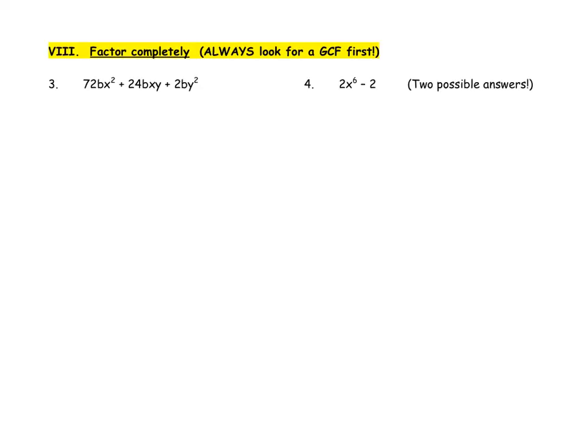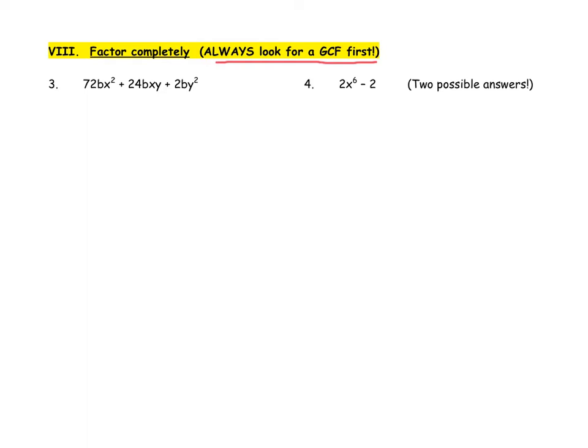Now we're on to the last part, which we've kind of talked about already. It talks about factoring completely, so that means you have to look for multiple ways to make sure the polynomial has no more factoring left in it that you can do. And the key here, as we're indicating with the hint, is always look for a GCF first. So our third example has a GCF.